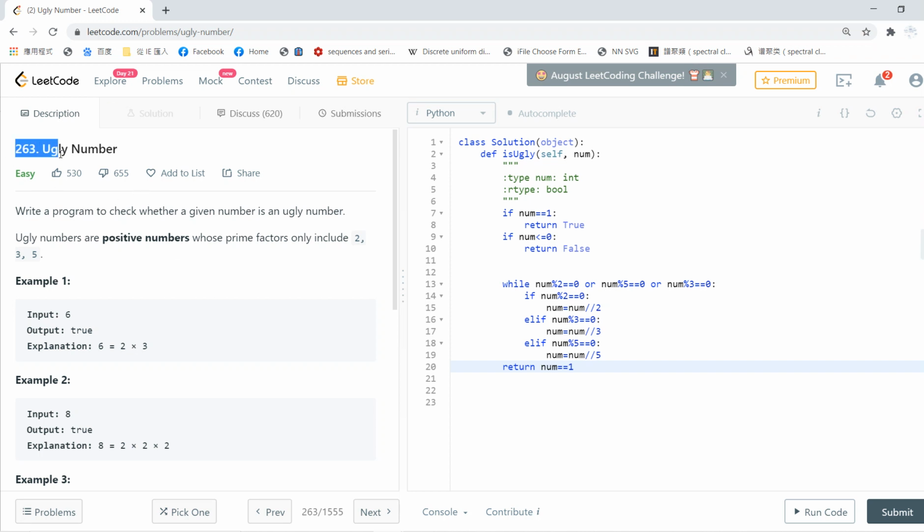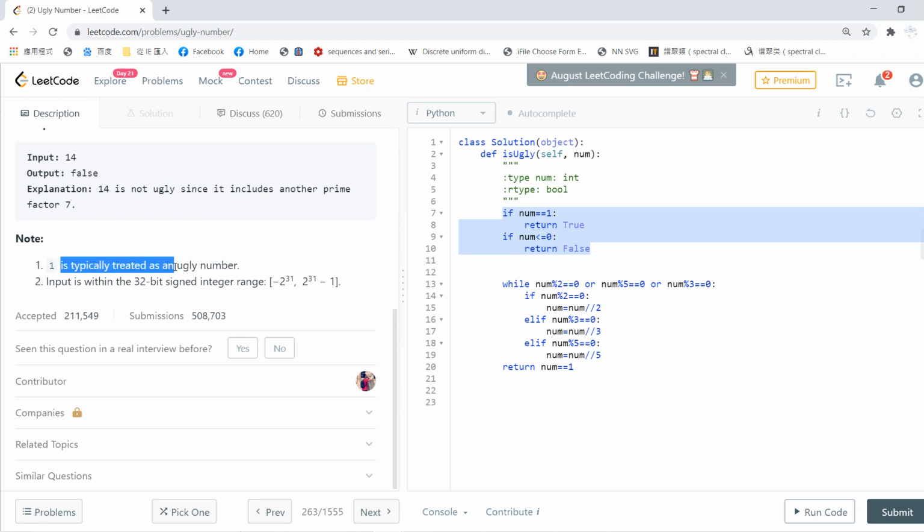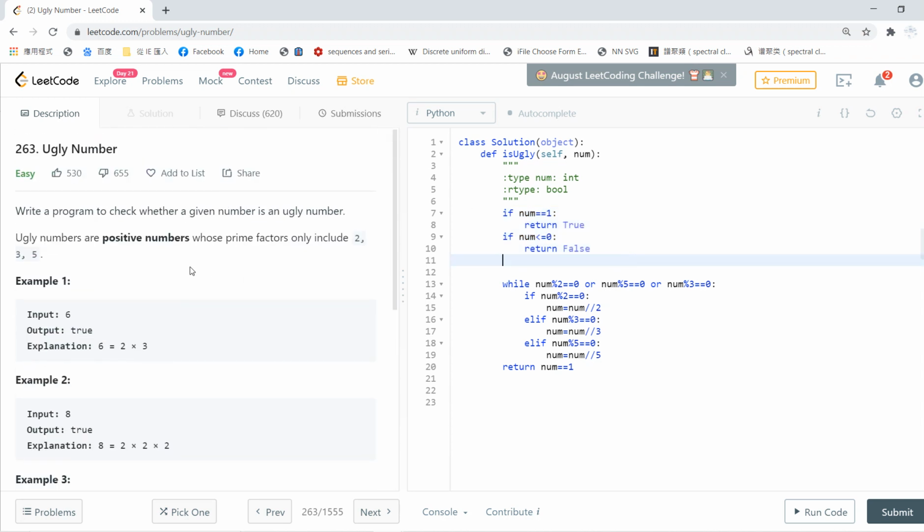Okay, so 263, Ugly Number. Basically, you have a positive number whose prime factors only include 2, 3, and 5. There is also a condition that 1 is typically treated as an ugly number. So if the number is 1, then we just return true. If n is less than or equal to 0, then by definition I should return false.